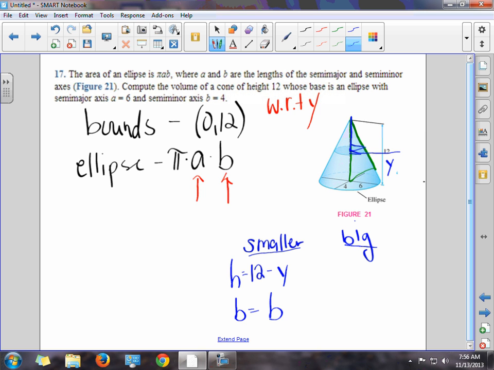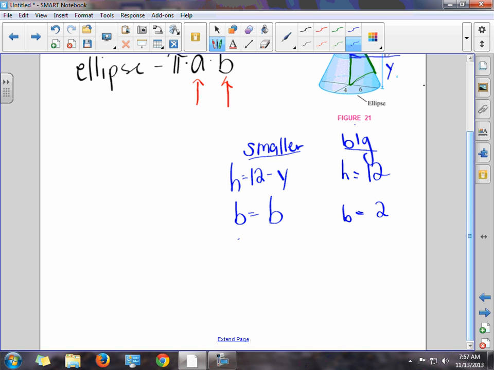Now for the big one, I have numbers for this. So I have that half of my semi-minor axis, which is the base of this triangle, is 2. So the base is 2. And then they tell me the height of the whole triangle is going to be 12. So now I can write an equation. I can set up similar triangles.